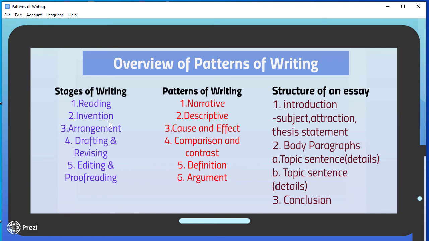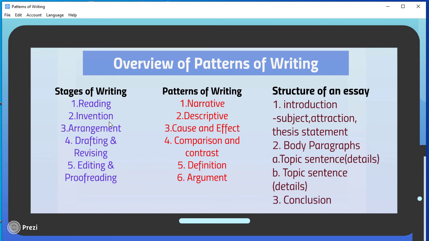And also for the transitional words, you need to use transitional words like first, second, then, finally, next, later, meanwhile, soon, afterwards, at the same time, etc. So at the stage of arrangement you need to know about the patterns of writing. If these questions are asked, that needs the narrative pattern of writing, because you need to remember the past, you need to narrate the past events. So that is the narrative pattern of writing.